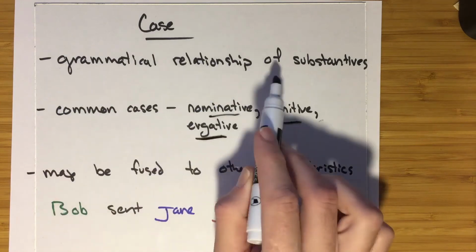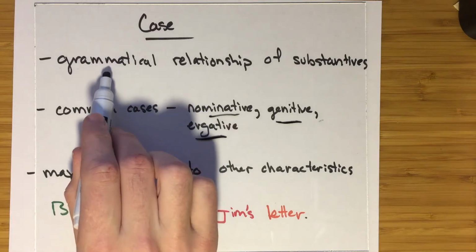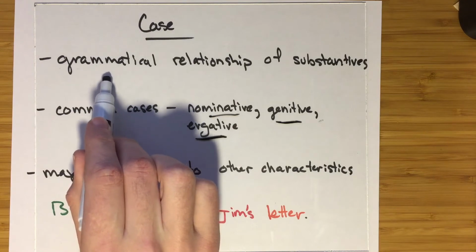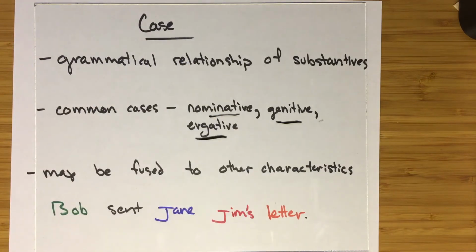But the grammatical relationship between substantives, that's a part that sometimes confuses people. So if we use nouns as an example, we want to talk about how the nouns grammatically relate to each other and to the sentence at large. In other words, if the noun is a subject, an object, a direct object, etc.